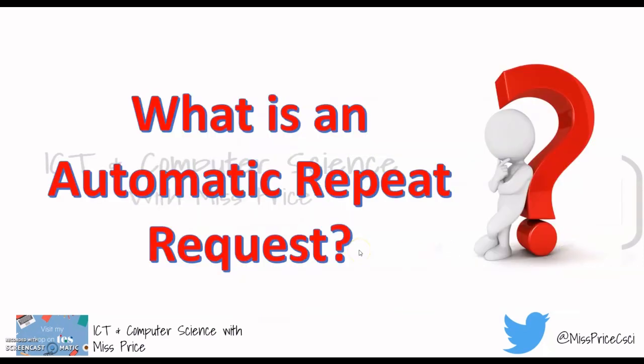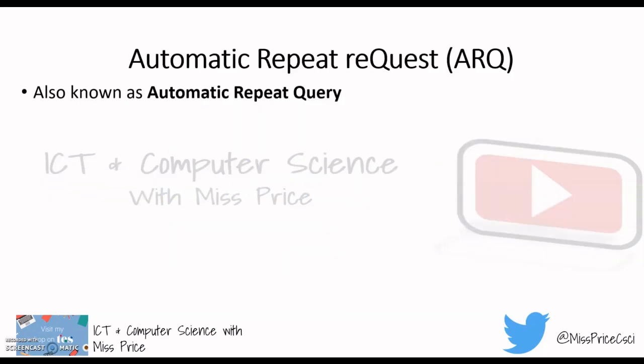So, automatic repeat requests. This is our next error checking method, and this is very straightforward. It's also known as ARQ, okay, meaning automatic repeat request, but the Q can also stand for query. So sometimes it's known as automatic repeat query. This is a very, very straightforward error check method.